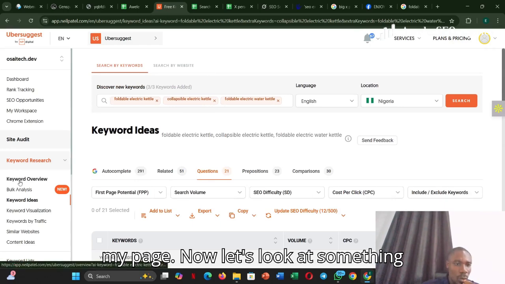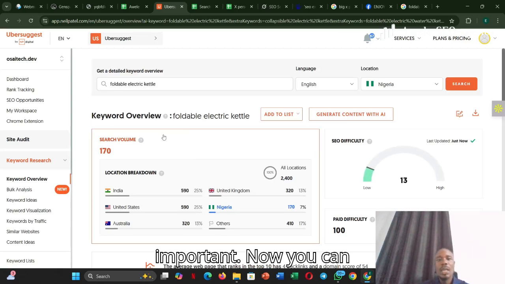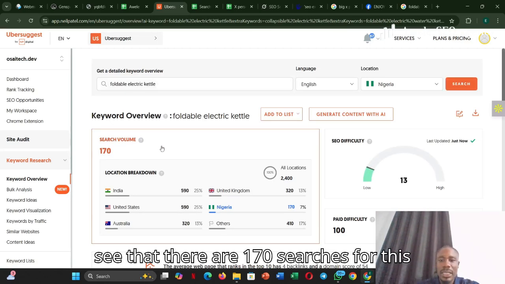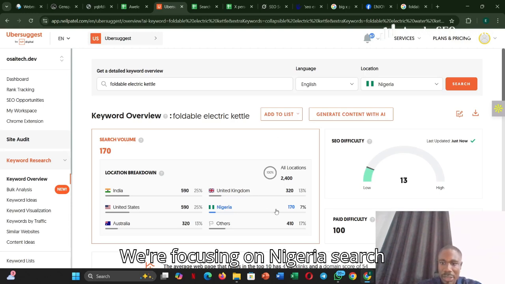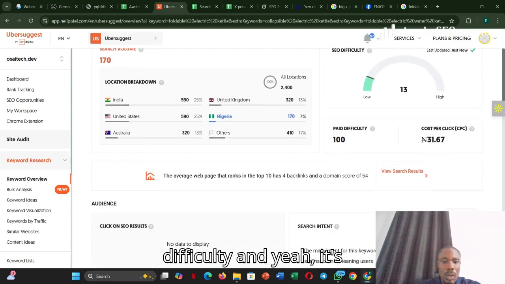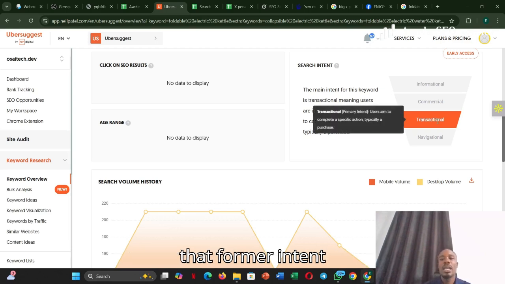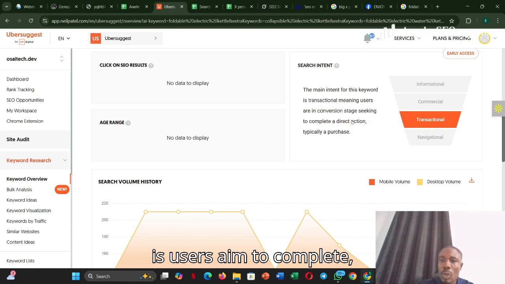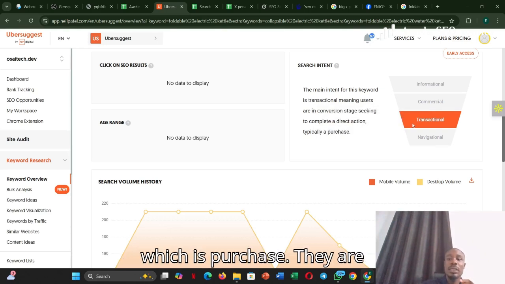Now let's look at the overview. The keyword overview, very important. Now you can see that there are 170 searches for this keyword. We're focusing on Nigeria. Search difficulty, and yeah, it is transactional. Transactional tells you that the primary intent is that users aim to complete a direct action, which is purchase. They are willing to purchase.